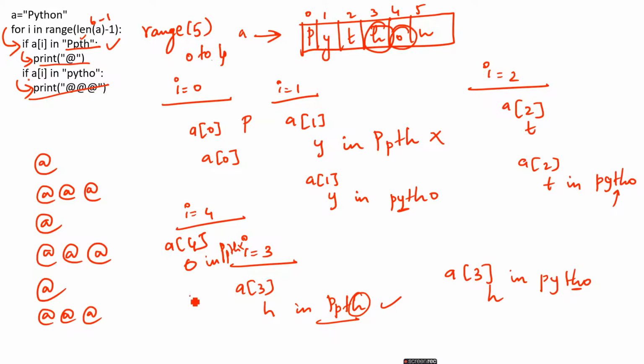If A of 4, O in PYTHO. Yes, condition true. It is present in O. So we will print @, @, @. So this is the output. So in this way we can find the output here.